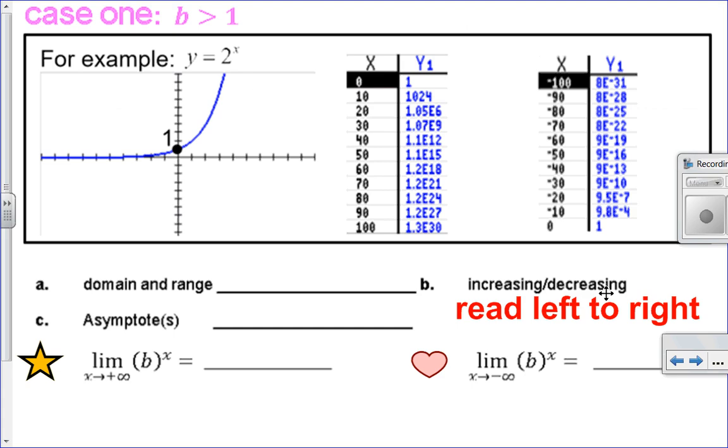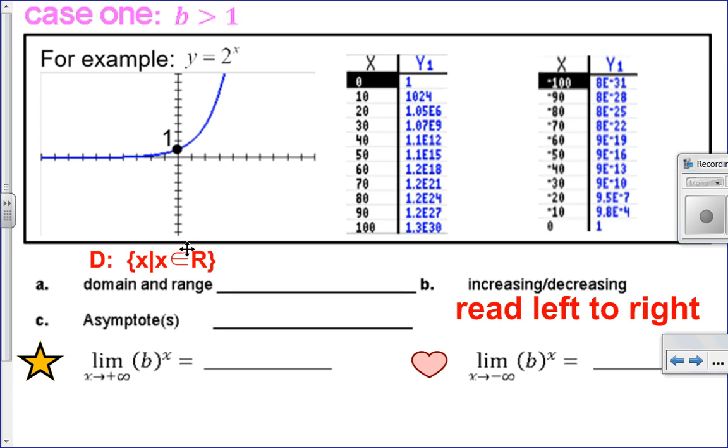First one is the base greater than 1. For example, 2 to the exponent of x. So let's talk about this graph and its domain and range. So the domain, I'm not dividing by 0, I'm not square rooting a negative, so there are no restrictions. So the domain is that x is an element of the reals.